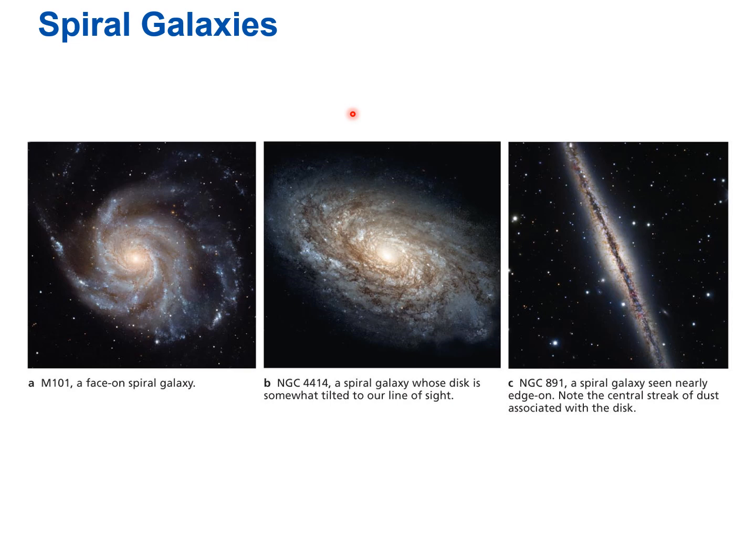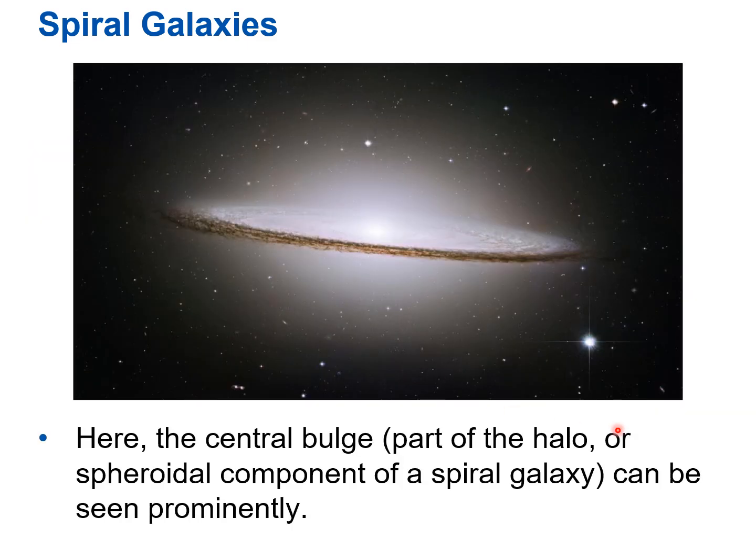Just as with the Milky Way, notice you've got your central bulge, you've got your disk with the spiral arms, and you've got your halo surrounding it. Here, the central bulge, part of the halo or spheroidal component of a spiral galaxy, can be seen prominently. And again, this is a very nice picture because you can see the dust that is blocking out the light from the disk of the galaxy.